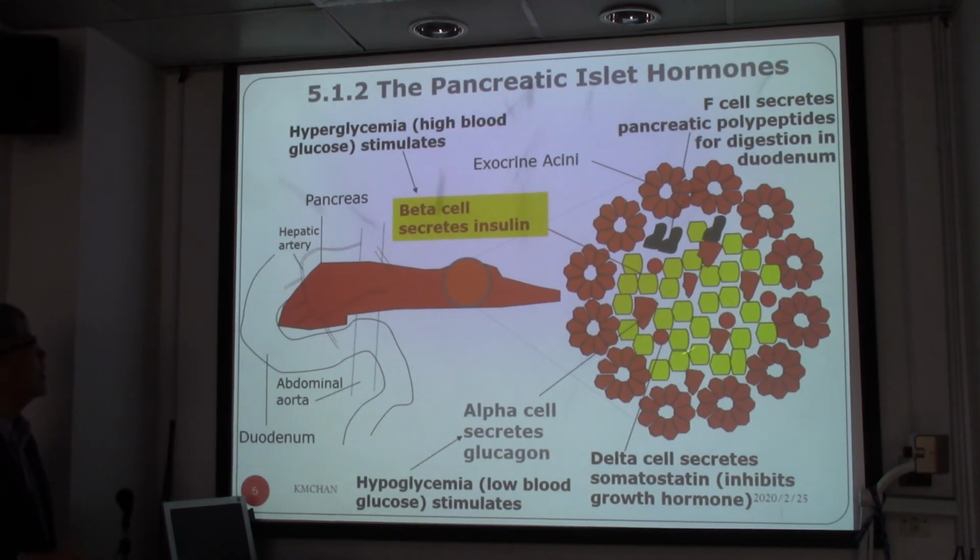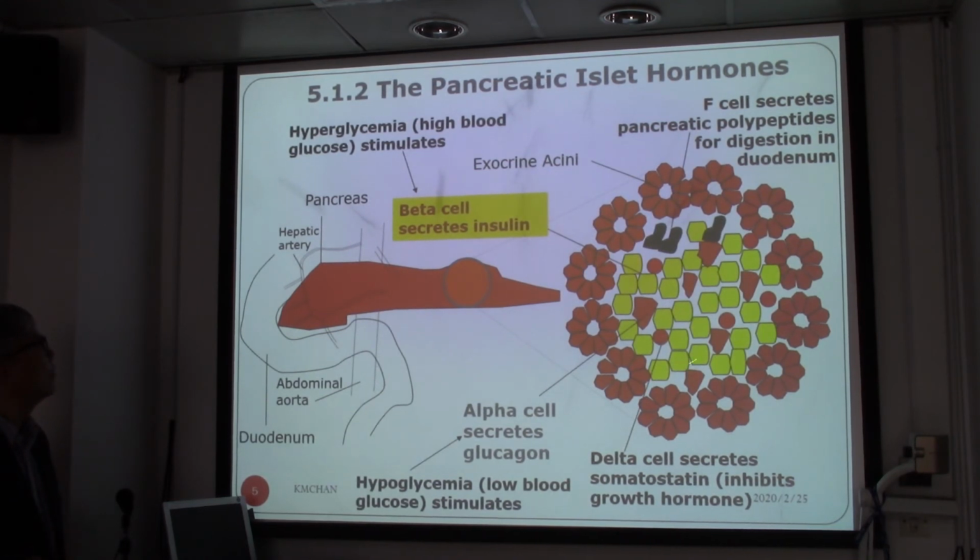From the cross section, we have insulin actually secreted from the beta cells. So that is the beta cells here. And then there are also alpha cells. The alpha cells will secrete glucagon. Okay. And then there are also other cells, those are exocrine acinar cells.